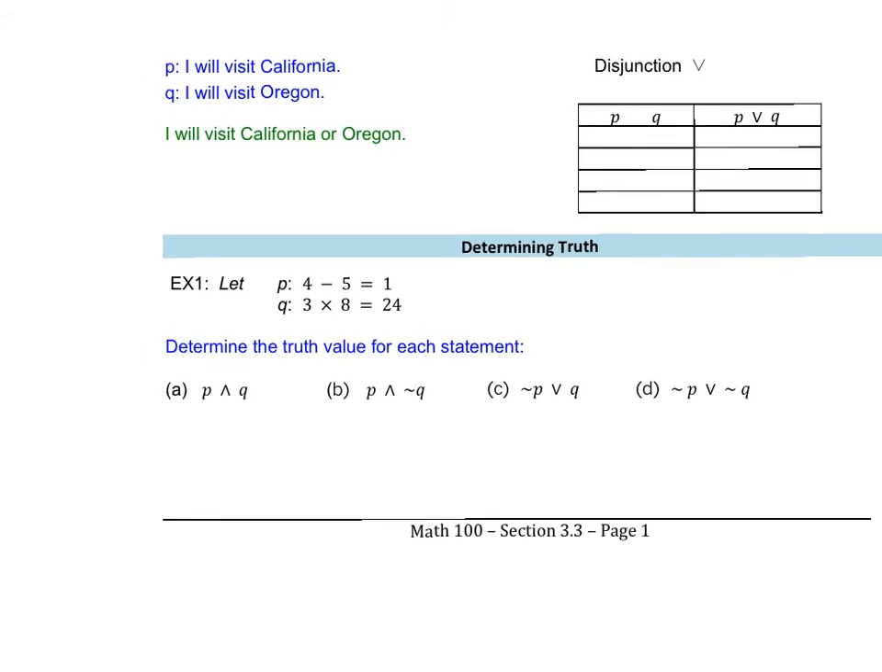Now let's look at a disjunction, an or. Again, I have the same statements: P, I will visit California, and Q, I will visit Oregon. So I want to determine when I will visit California or Oregon is true or false. Remember, the or is an inclusive or. So if I visit both California and Oregon, that will still make this or statement true. So symbolically, this is P or Q. When is that true? When is that false?